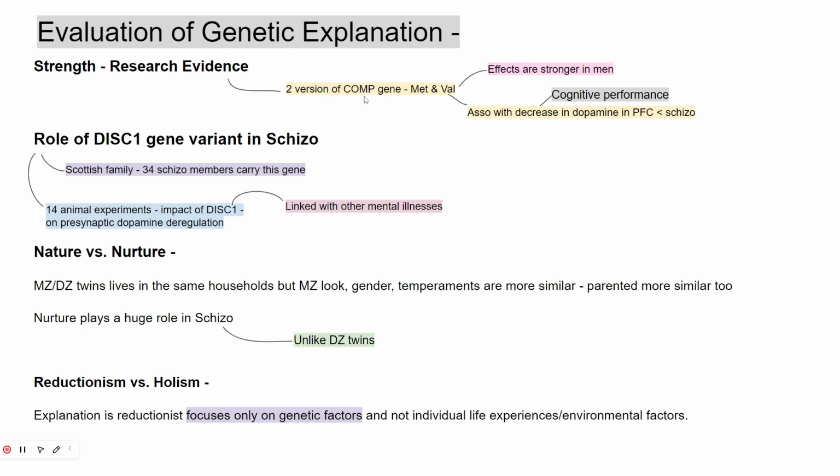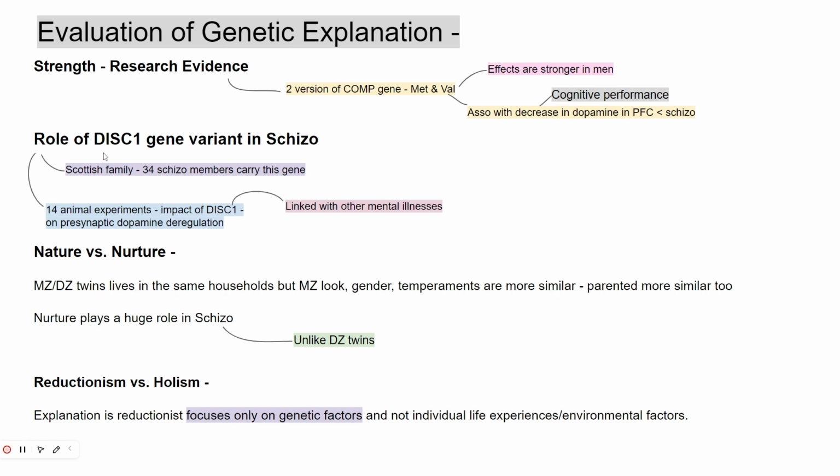So there are two versions of the COMT gene. MET and VAL are the two versions of this gene. VAL is basically associated with a decrease in dopamine in the prefrontal cortex, and it just decreases cognitive performance, and that's what schizophrenic patients have. And the effect of the VAL version is stronger in men when comparing it to women.